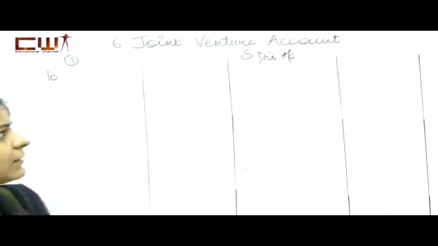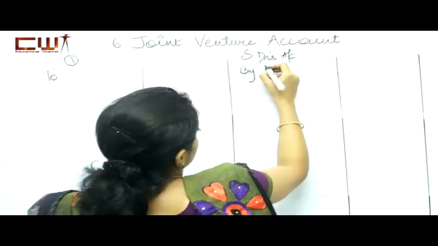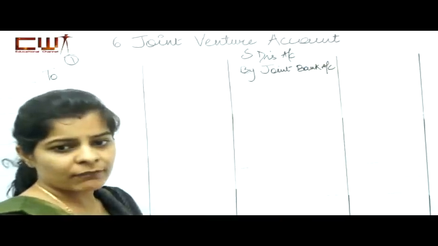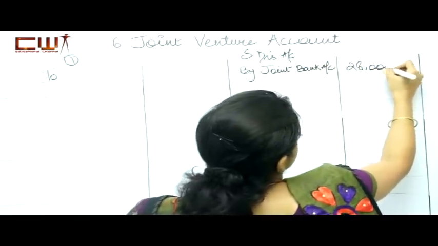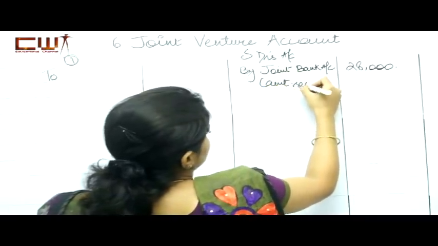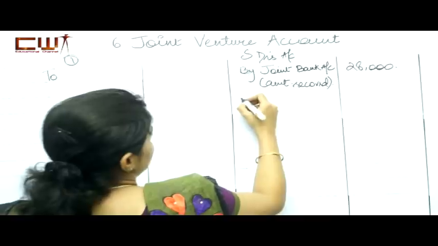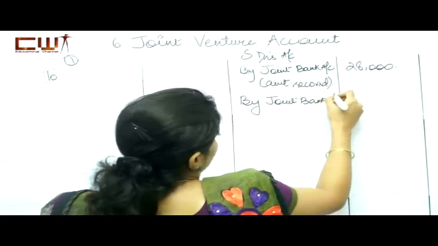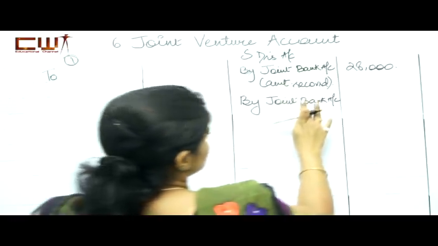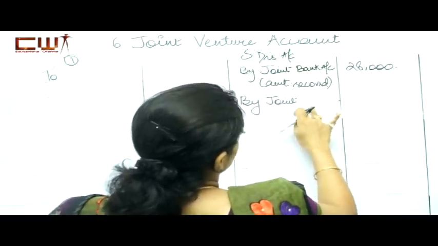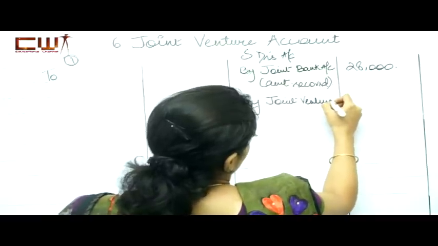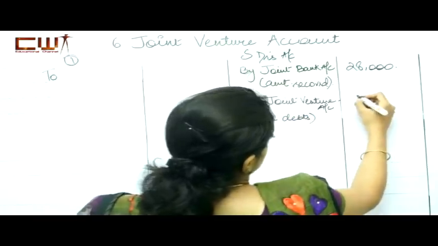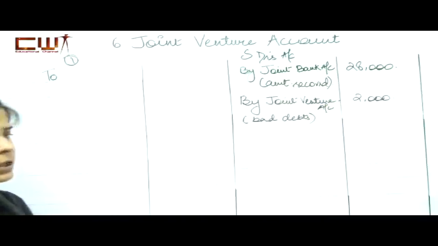Joint bank account debit to sundry debtors. So by joint bank account, how much you have? You just have to write 28,000. Please write amount recovered. I'm writing the short form of recovered. Next will be again by joint bank account, what you will write? Actually it will not be a joint bank account because money is being transferred to venture account. Money is not coming in. So it will be joint venture account, and this will be bad debts. How much? 2,000. Okay, so you have to do these 2 things.